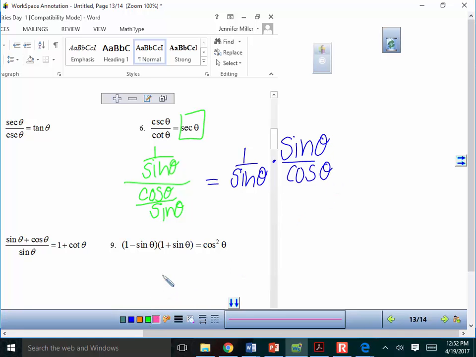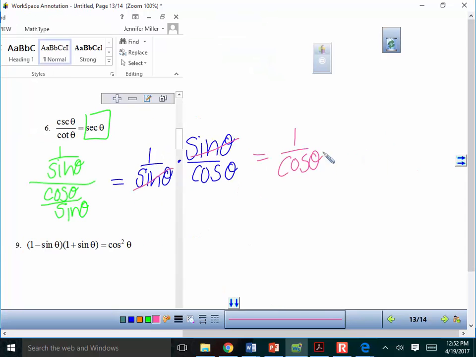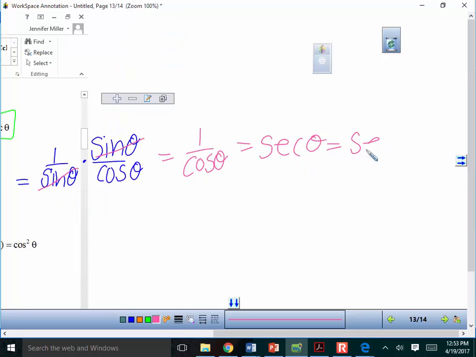Now, can we cancel some stuff out? Sine of theta, sine of theta. Do y'all see that we can cancel that out? And that's just going to give us 1 over the cosine of theta. But guys, guess what 1 over the cosine of theta is? The secant of theta. And what are we looking for? The secant of theta. So we are happy and we found what we were looking for.